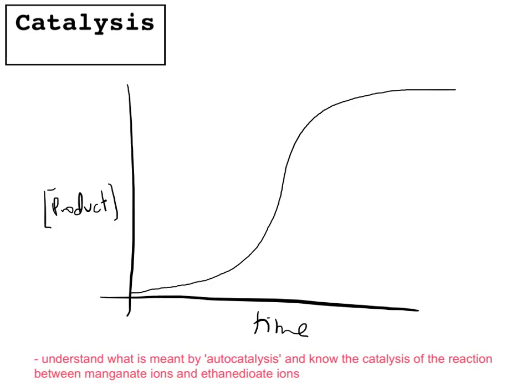So there are three very distinct parts of this graph. The first part is at the beginning, where there is no catalyst, so product forms slowly, and the reason why a reaction is slow is generally because the activation energy is high.